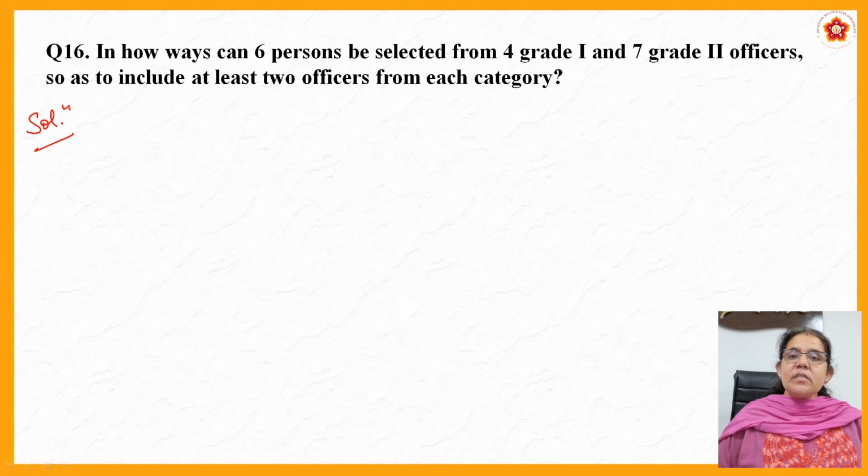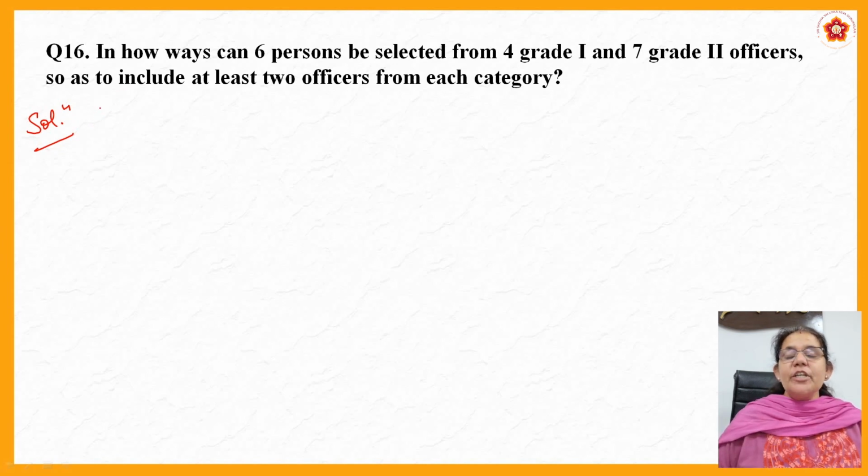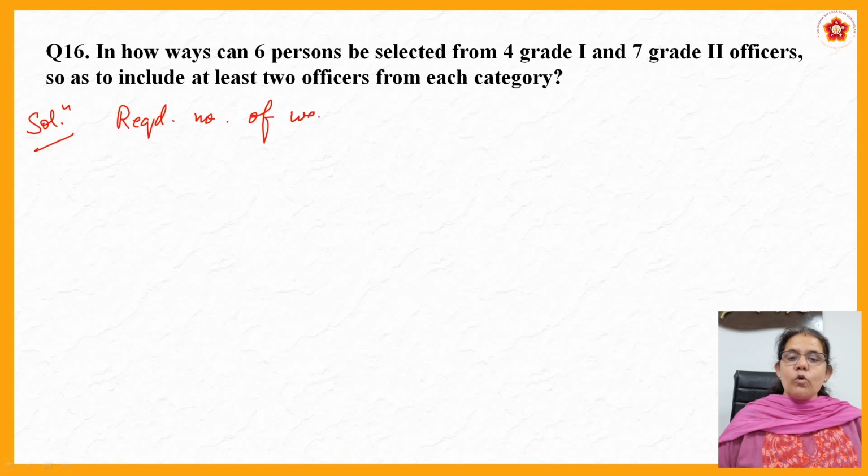So 6 persons have to be selected out of 4 grade 1 officers and 7 grade 2 officers. But there is a condition out here. In the selection that we make, that should have at least 2 officers from each category. So at least 2 officers from grade 1 should be there, and at least 2 officers from grade 2 should be there. So let's see how to proceed.